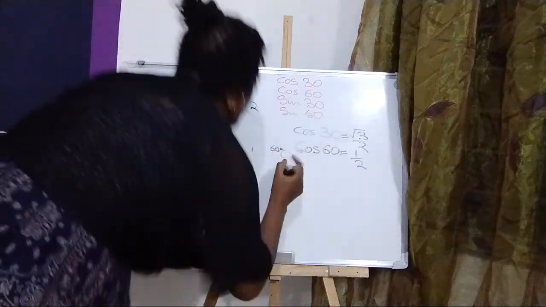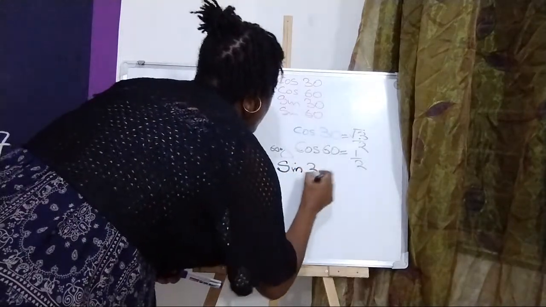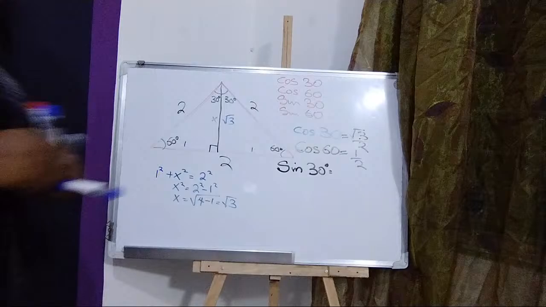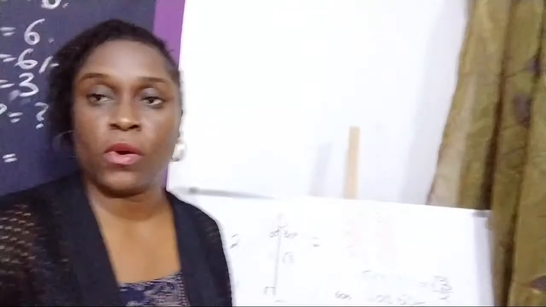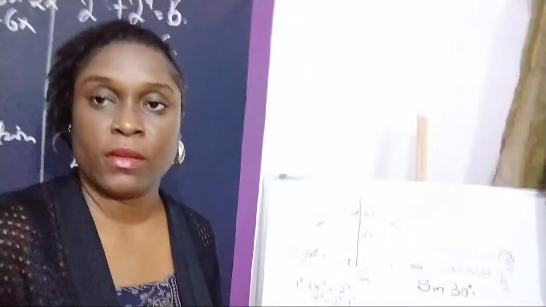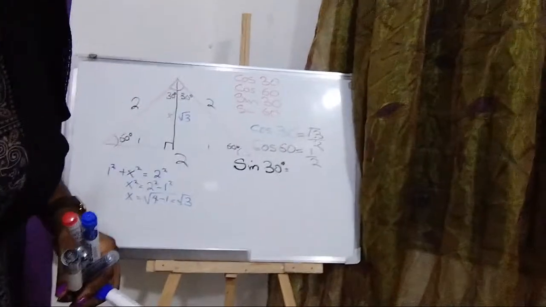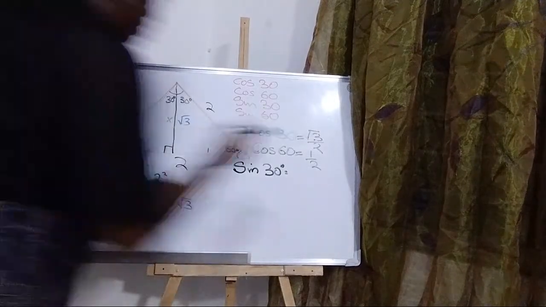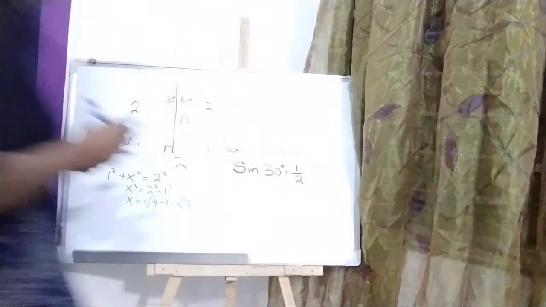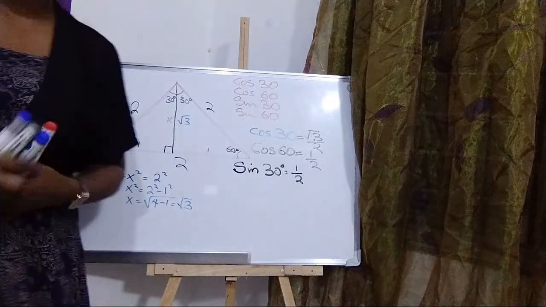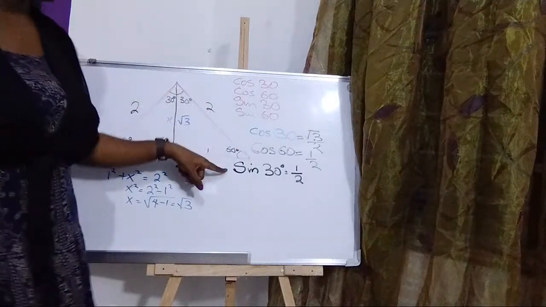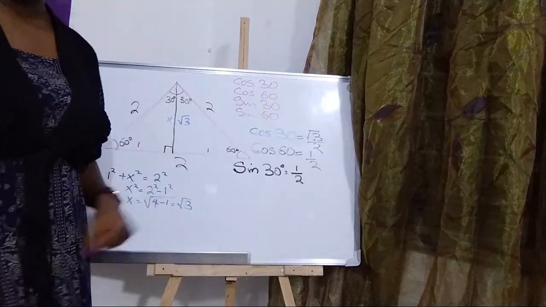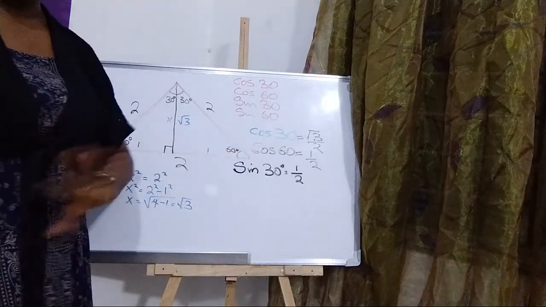Then we have sine 30 degrees. We know that sine stands for the opposite all over the hypotenuse, right? So the opposite of angle 30 all over the hypotenuse will be what? The side opposite angle 30 is 1, all over the hypotenuse. All right? So what does that mean? That means that cos 60 and sine 30 are equal.